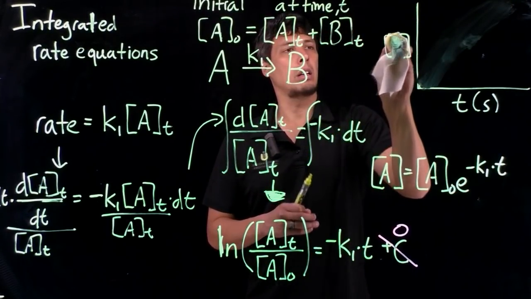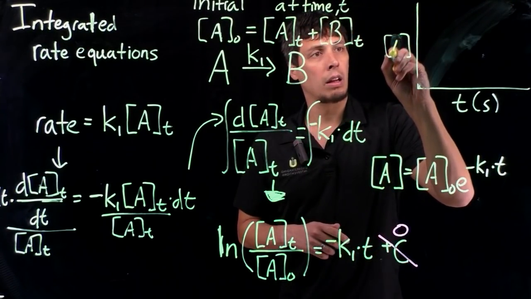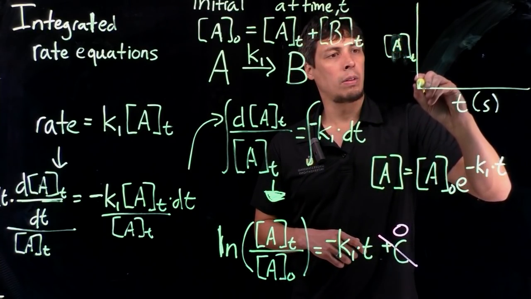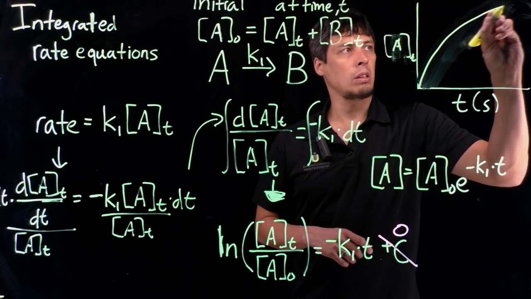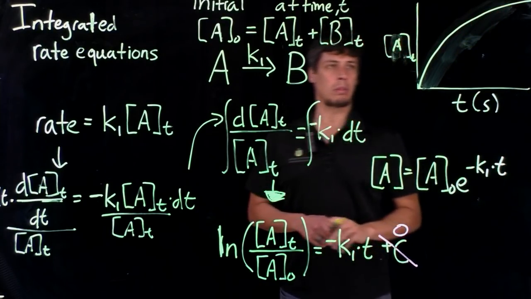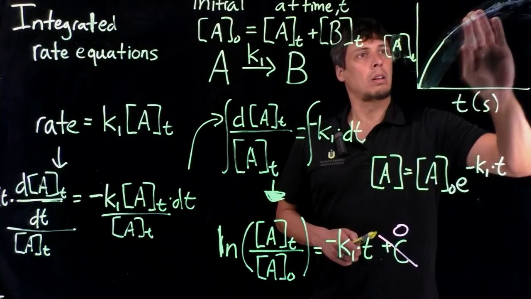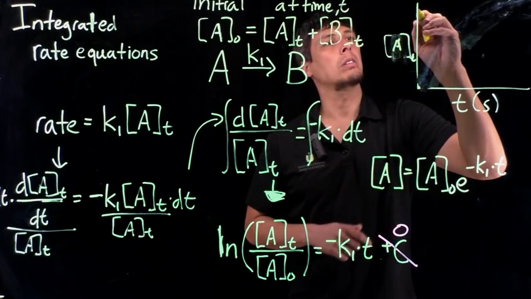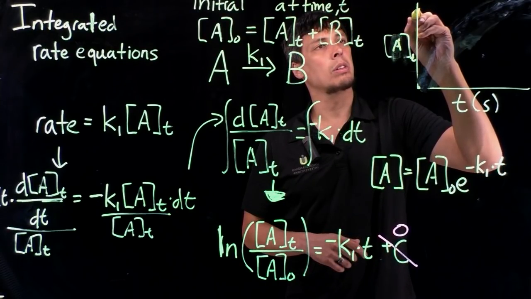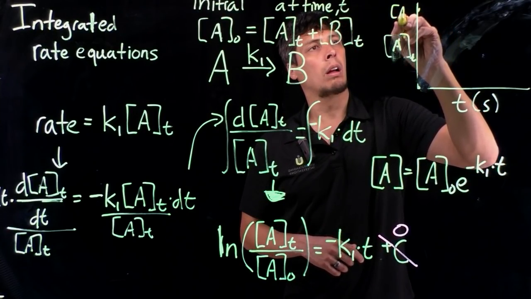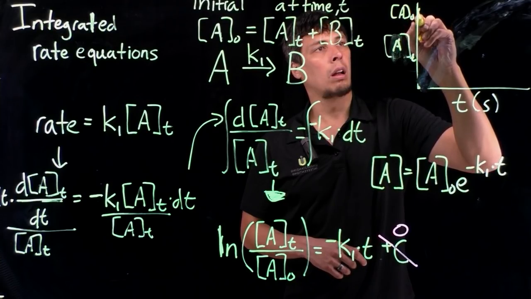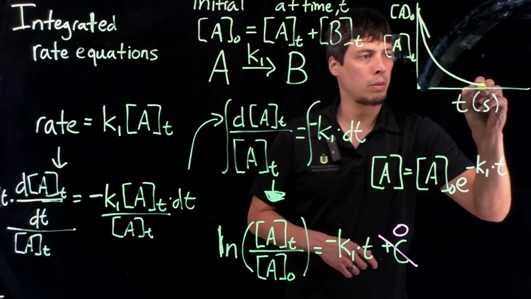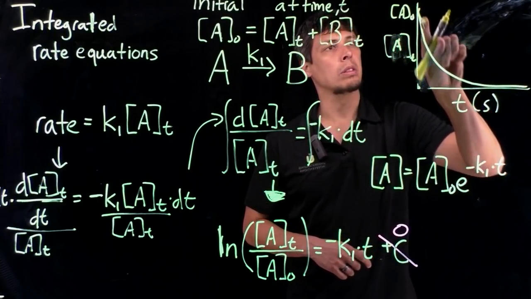What that looks like, if we plot the concentration of A, or excuse me, not correct, the consumption of A, is that we start at an initial concentration of A naught, and we have an exponential decay, which approaches 0 as time increases.